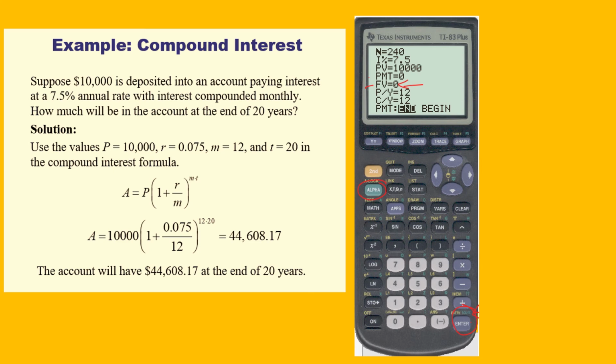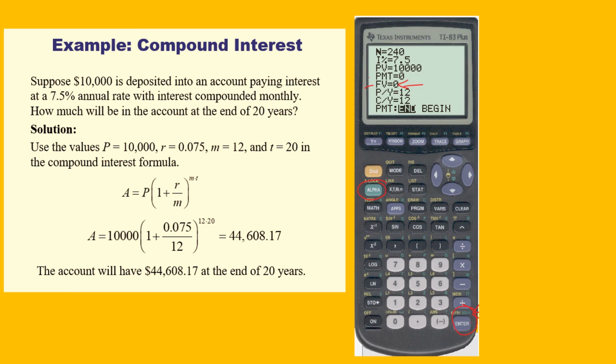So P is 10,000. The rate in decimal is 0.075. Since it is compounded monthly, your M, the period, will be 12. T is 20. So we can enter that in the formula. A equals P into (1 plus R by M) whole raised to MT. Substitute these values and simplify, get the answer. Or else we can use a graphing calculator.